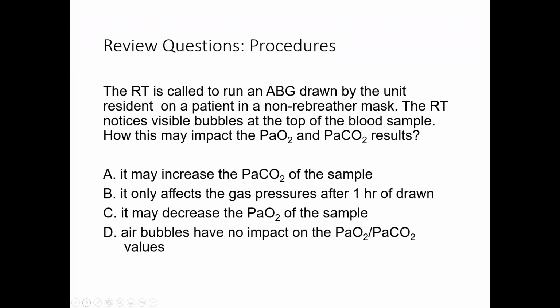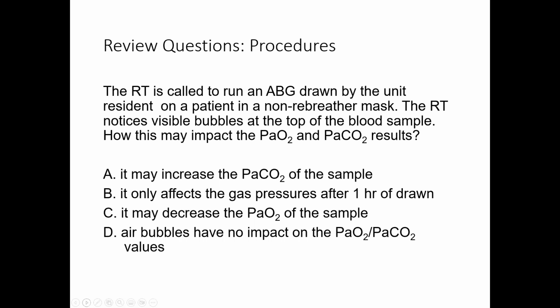Look at some basic review questions. RT is called to run an ABG sample drawn by a unit resident on a patient with a non-rebreather mask. The RT notices visible air bubbles at the top of the blood sample. How might this impact the PaO2 and PaCO2 results? A: May only increase the PaCO2 of the sample. B: It only affects the gas pressures after 1 hour drawn. C: May decrease the PaO2 of the sample. D: Air bubbles have no impact.